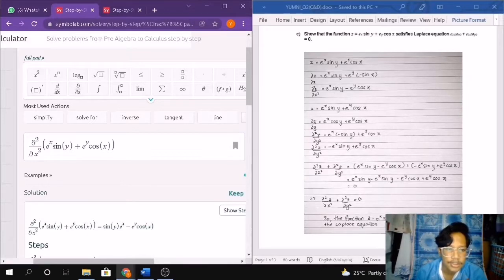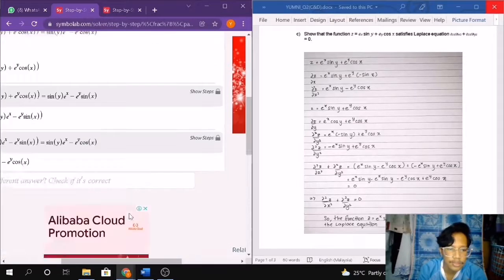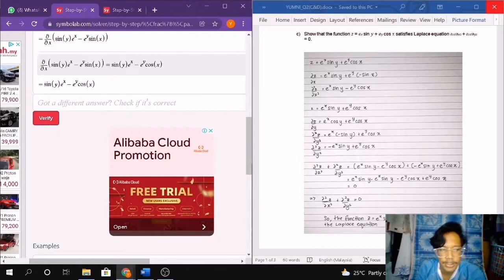So for the next question, question 2c, this is the simulation. First, I just write the question, which is e^x sin y + e^y cos x, and then put ∂²/∂x² as the calculation at the right side. Then just click go, and got the answer sin y e^x − e^y cos x. So for the first step, the answer is proven.